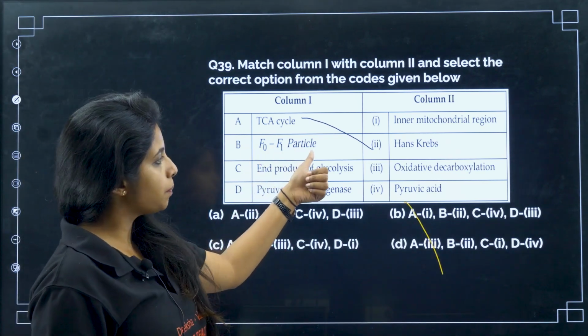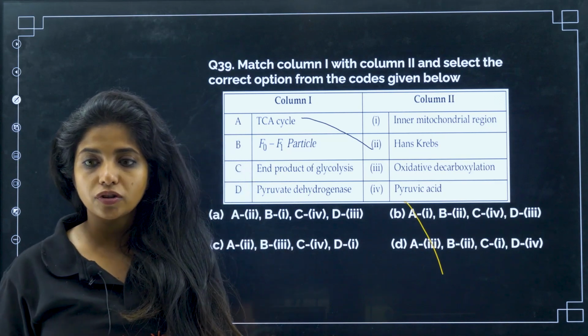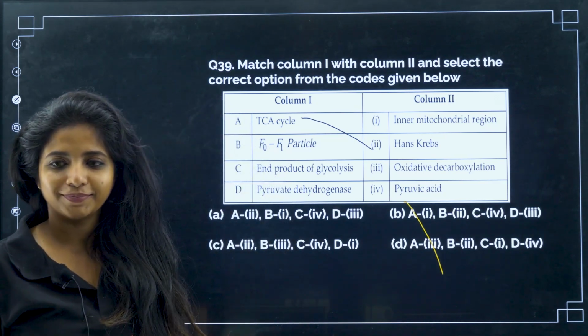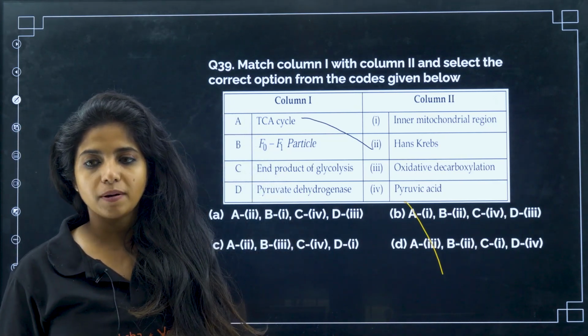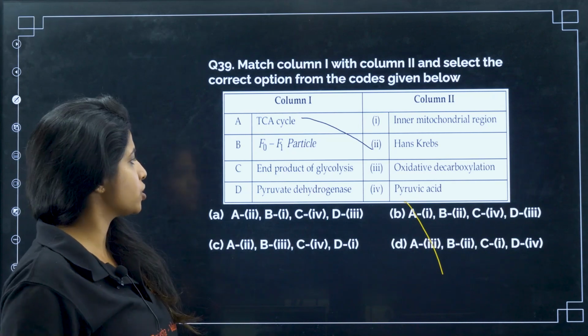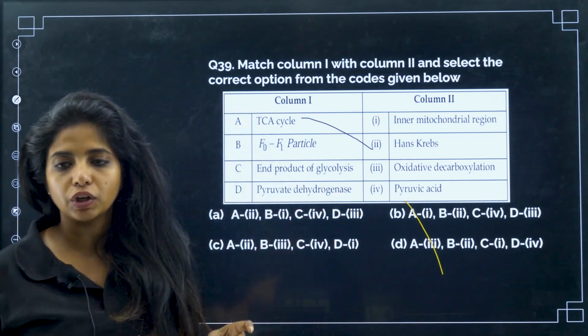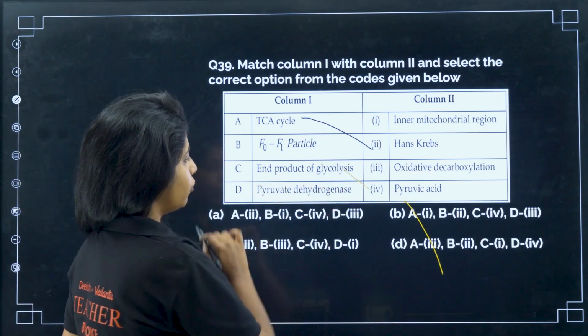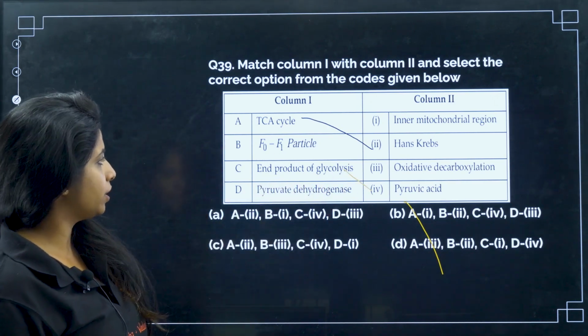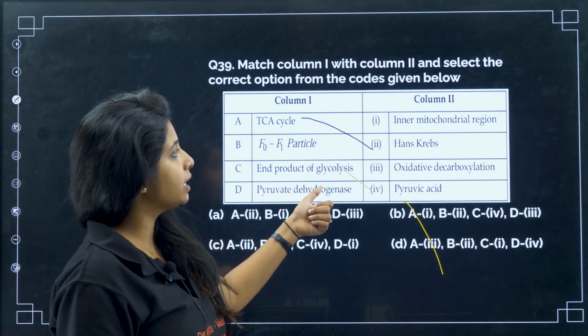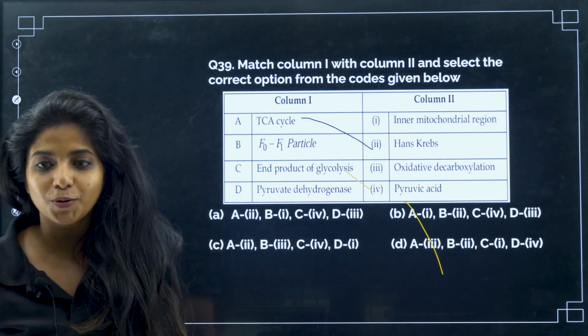Now F0, F1 particle. My dear children, what are they? If that's difficult, let's go ahead with the next question. End product of glycolysis. After glycolysis, glucose is going to convert into what? Pyruvate. So C goes with 4. Both the options have it. Again, we have to go ahead. Pyruvate dehydrogenase. What does it do?